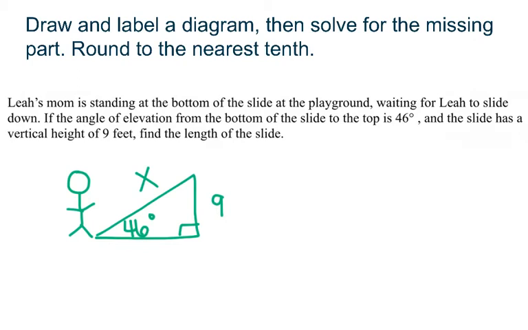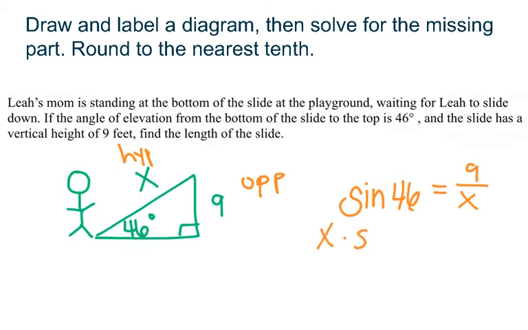Okay, so the next thing I want you to do is figure out what trig ratio you're going to use. Pause the video, see if you can set it up and solve it. Okay, so 9 is my opposite, x is my hypotenuse, so I have to use sine. The sine of 46 equals 9 over x. Because I'm dividing by x, I'm going to multiply by x.